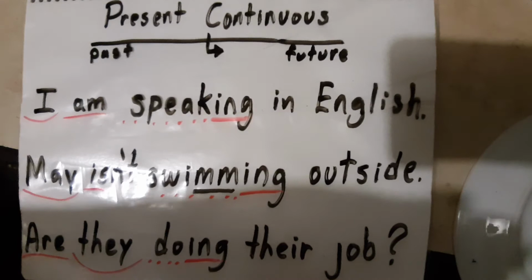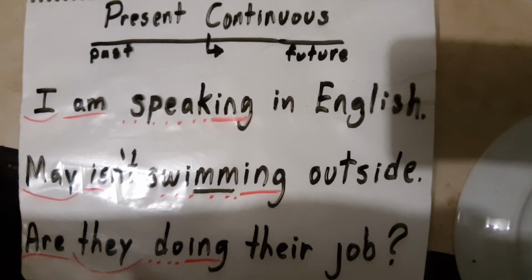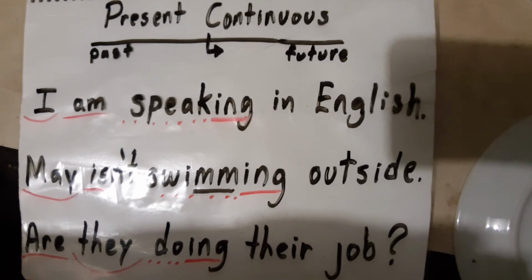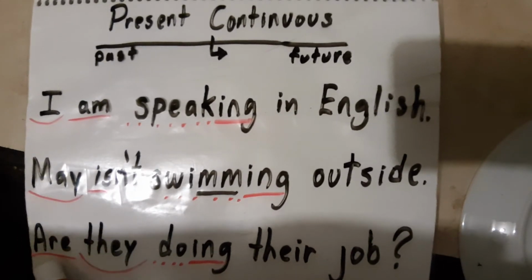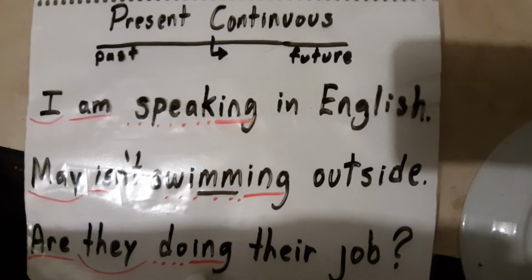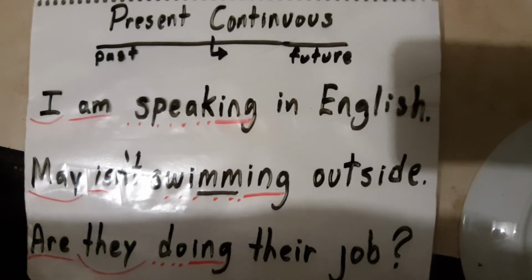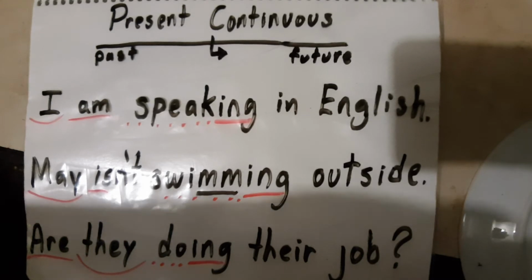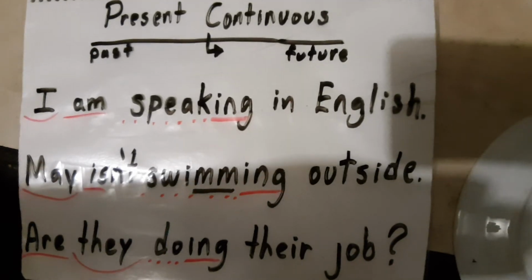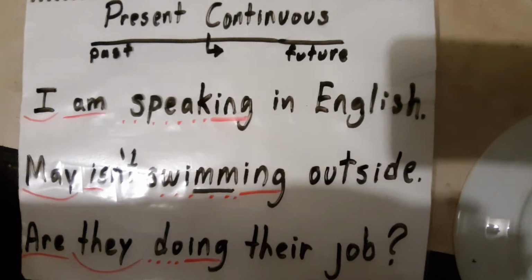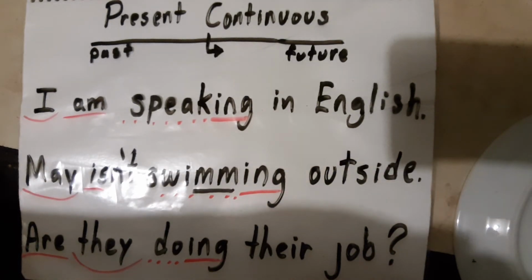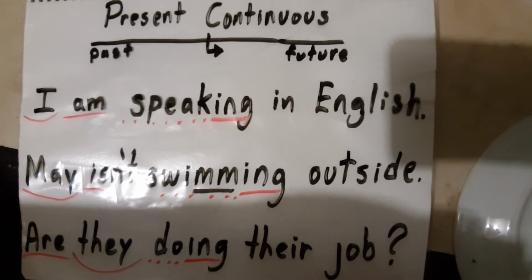And the next example. This one is a question. Notice that we changed the order. Are they doing their job? The verb to be, the subject, doing is the gerund, and then the complement. We have to do this switch in order to make questions. Okay? Are they doing their job? Maybe yes, maybe no. Right now, are they working? Are you doing your job? Are you studying? Are you doing homework? What are you doing right now?